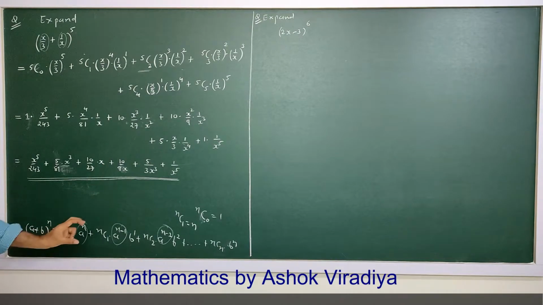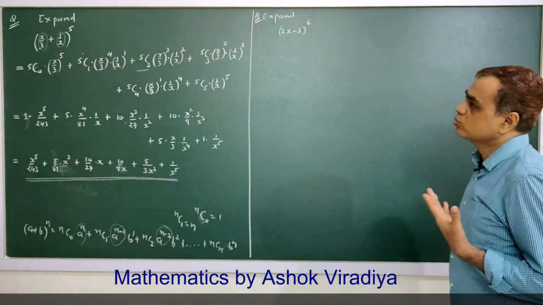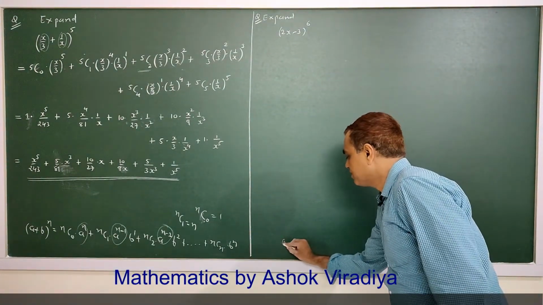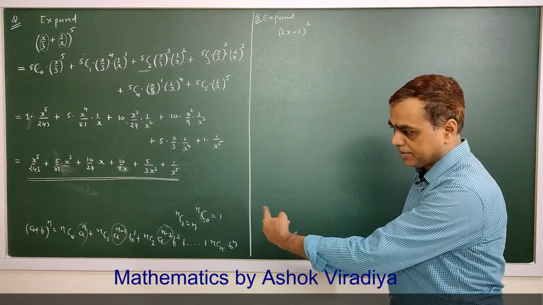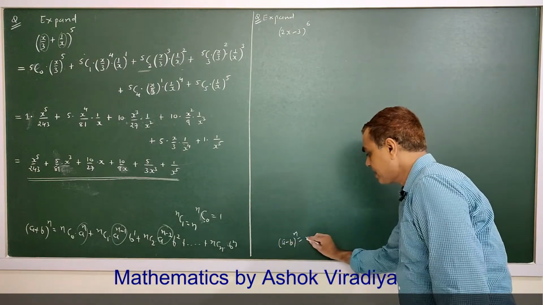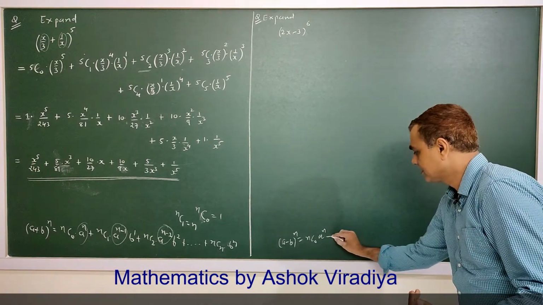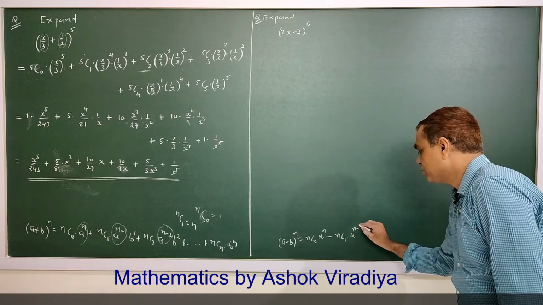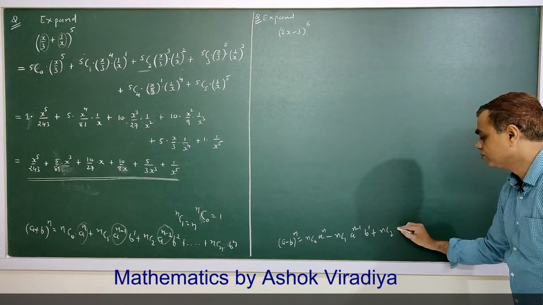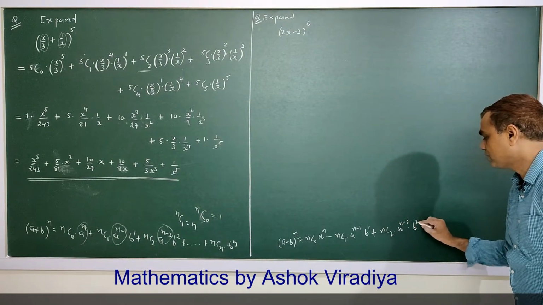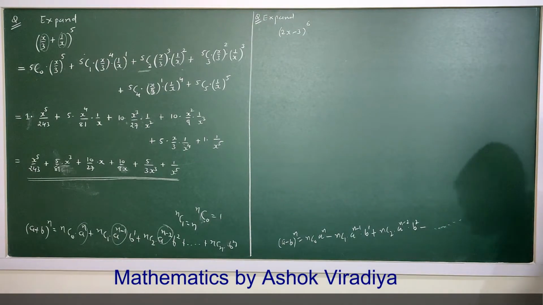So application of this formula. Now here 2x minus 3 raised to 6. So application of this formula, a minus b raised to n. Same application but alternate sign. nc0 a raised to n, then minus nc1 a raised to n minus 1, b is starting. Then plus nc2 a raised to n minus 2 b square. Then minus, then plus, then minus, then plus. So we will continue this up to ncn.